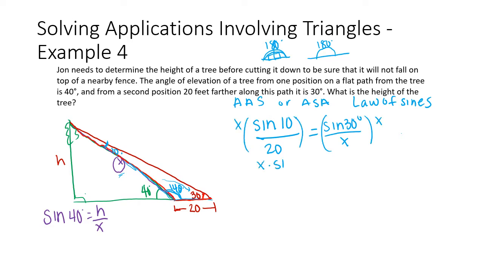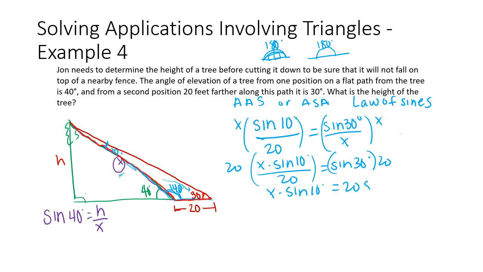X times the sine of 10 degrees divided by 20 equals the sine of 30 degrees. So I get x times the sine of 10 degrees equals 20 times the sine of 30 degrees. Divide everything by the sine of 10. And I get that x is 57.6. So now I know that this right here is 57.6.